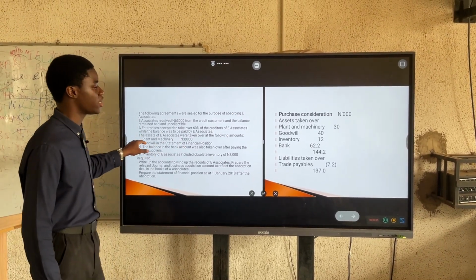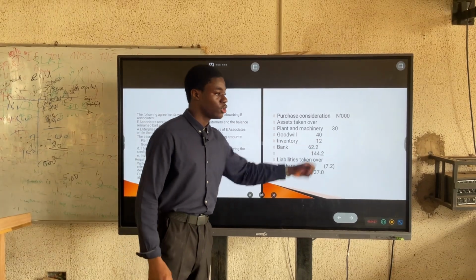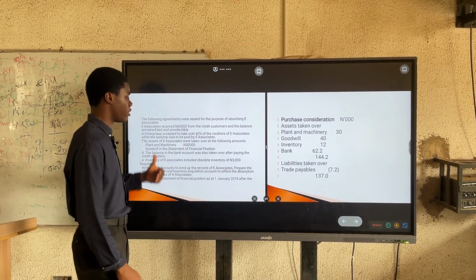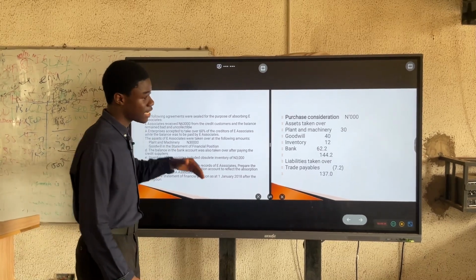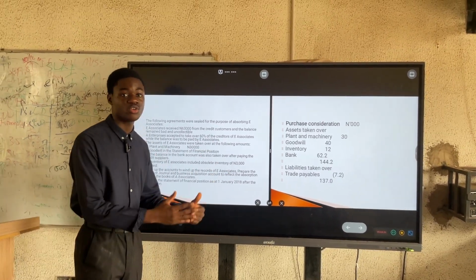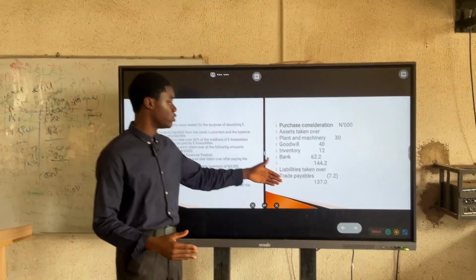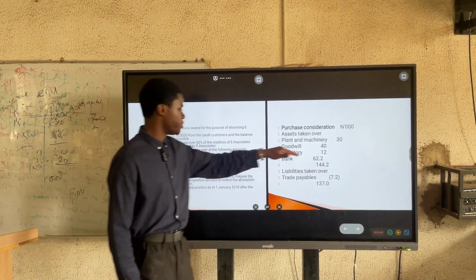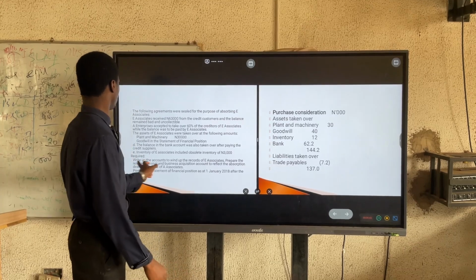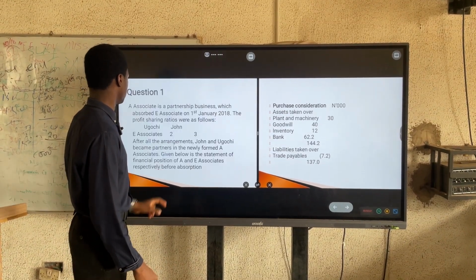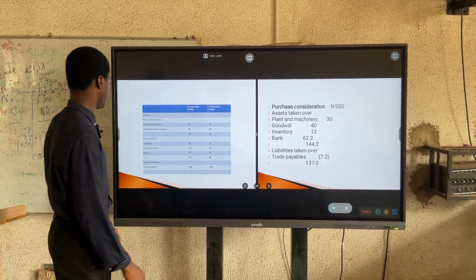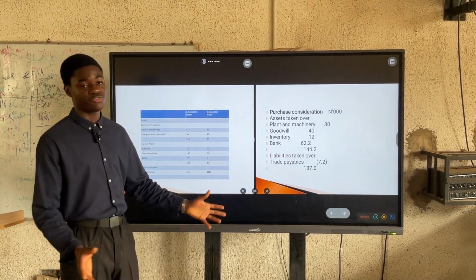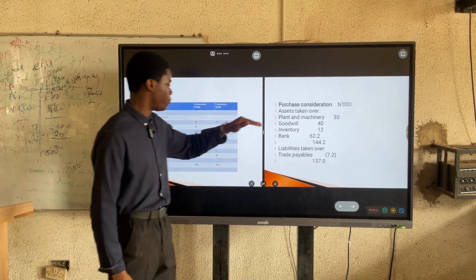So plant and machinery was taken over at 30,000, not at the book value, which was 15,000, because a revaluation has occurred. And I said that purchase consideration is simply your asset taken over minus what? Your liabilities taken over. So plant and machinery was taken over at 30,000, which we have here. Also, let's look at goodwill. Goodwill also was taken over at 40,000. So there was no revaluation for goodwill. It was taken over at the book amount.